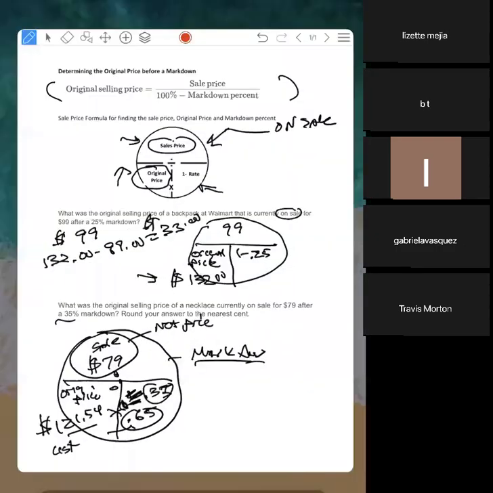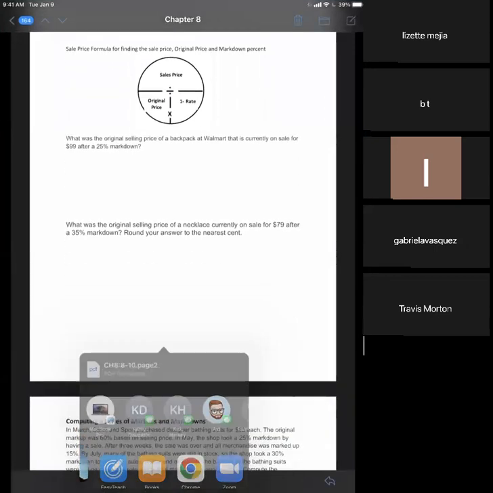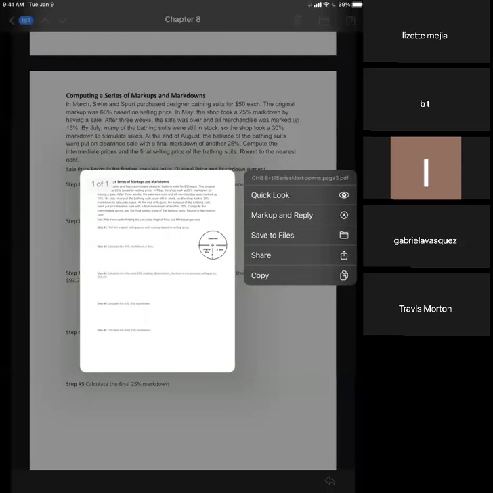This gets funner as we go here. Hold on to your seat. So we're going to move on to a series of markups and markdowns. And this is where it becomes fun.